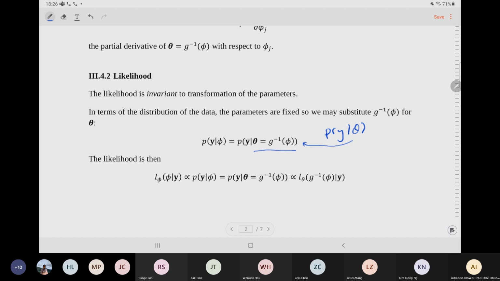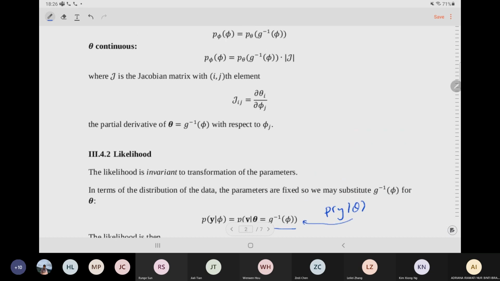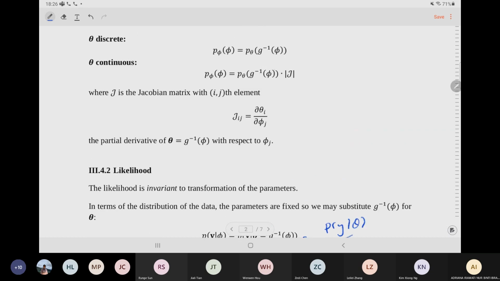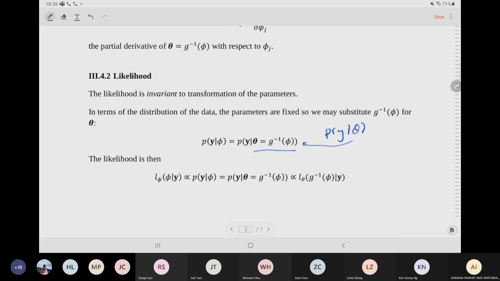Compared to just now, the prior has a Jacobian, but the likelihood does not. This is what is called invariant to transformation. It doesn't matter if it's discrete or continuous; in both cases, they don't have the Jacobian.